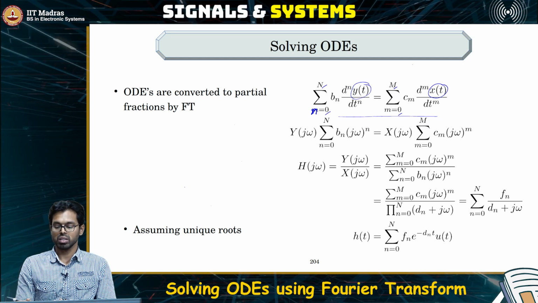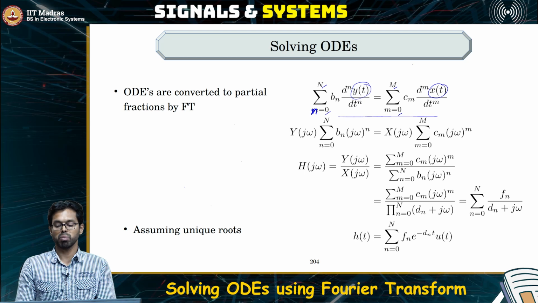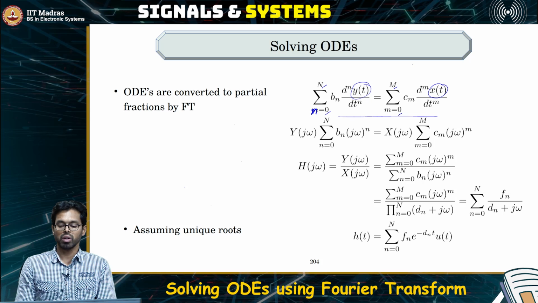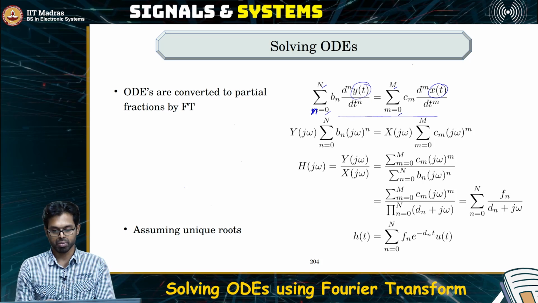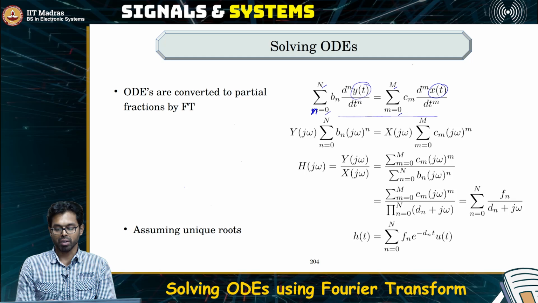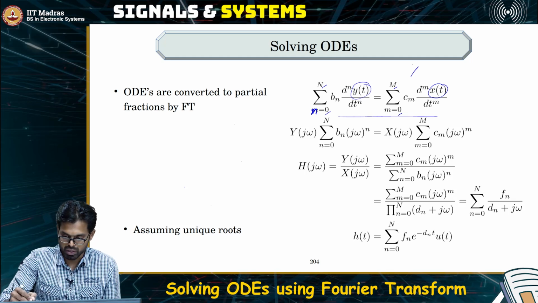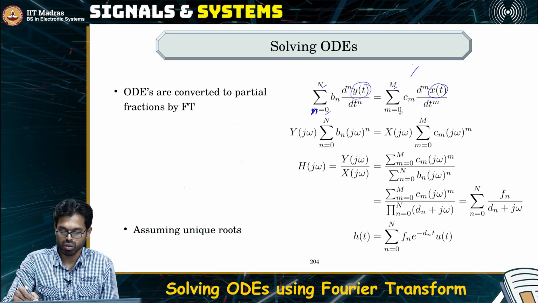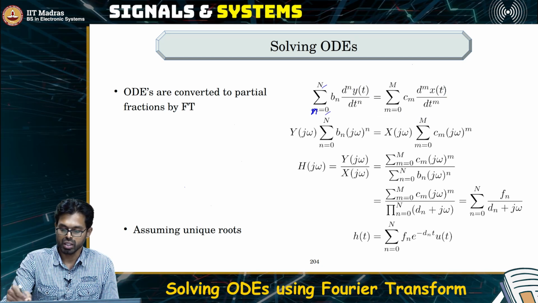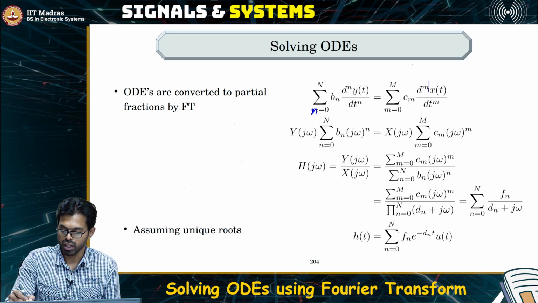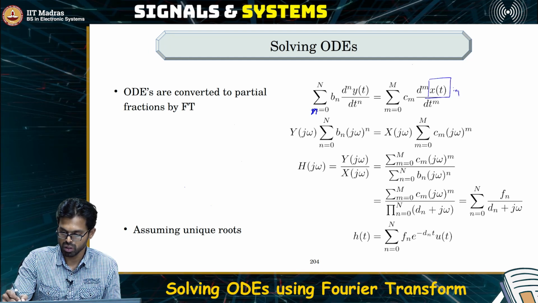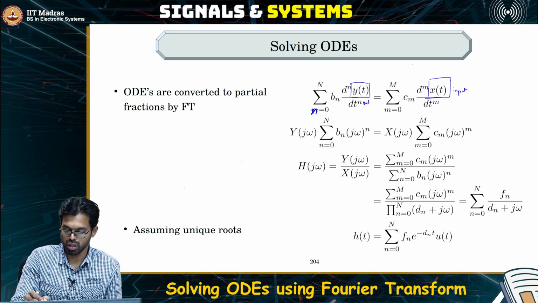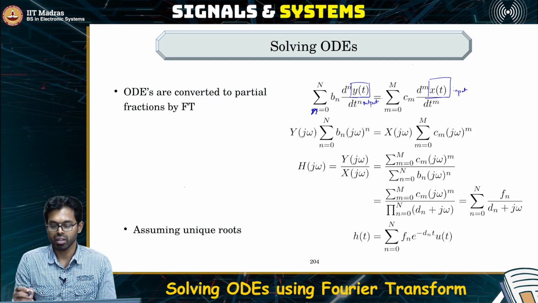In fact, the way it works is this differential equation gets converted to polynomials through Fourier transform, and it will be easier for us to solve polynomials than to solve differential equations. So before we see how that is done, let's see what this represents. This equation is a representation of what? Basically, it is a representation of a system, and the input of the system is given by x of t. This is the input, and the output of the system is given by y of t. This is the output.